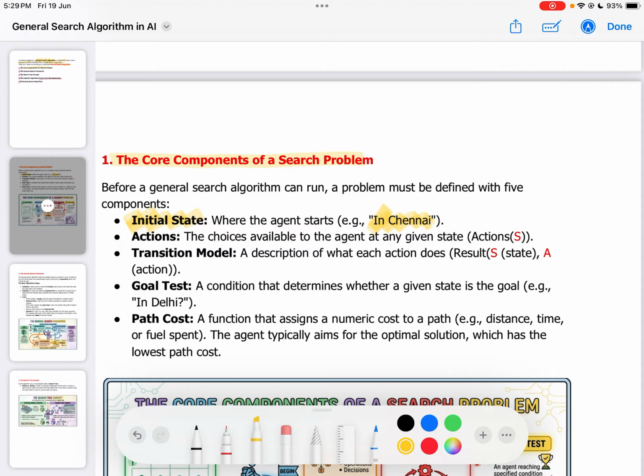Second is actions. The actions are the choices that are available for us: which route to take, and what will be the state that we will reach by taking this action. Third is the transition model, a description of what each action does. That is, what will be the result for the current state and current action?